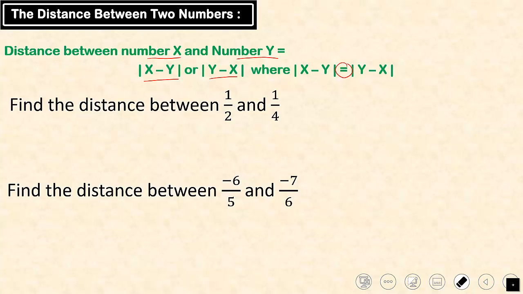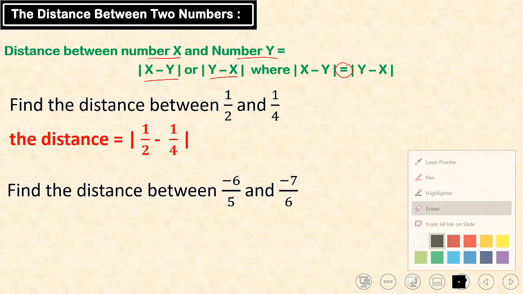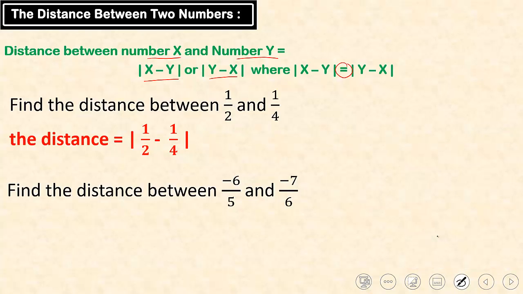Let's go now and have an example. Find the distance between half and 1 over 4. We said that the distance between any two numbers is the absolute value of the difference between them. So, absolute value of half minus 1 over 4. Remember, when we are adding or subtracting rational numbers, we must have the same denominator, and here we have different denominators. So, the easiest way to do it is using cross multiplication.